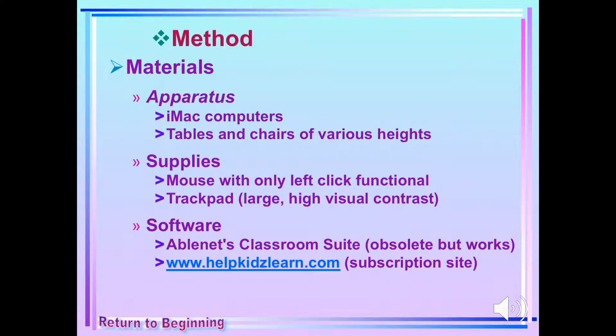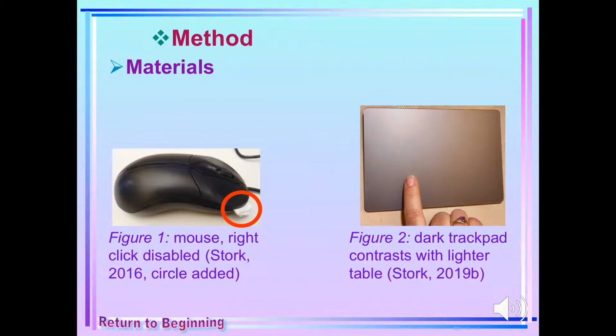There are iMac computers, and the chairs and tables were various heights to accommodate various students. All of the mice had only the left click functioning, and the trackpad was large with visual contrast against the tables. The software was Classroom Suite, most recently from AbleNet, and the website helpkidslearn.com. Here are pictures of the mouse with the right click disabled. I actually taped down the paper because the kids keep pulling the paper out, but once it's taped down, it doesn't show well in the photo.